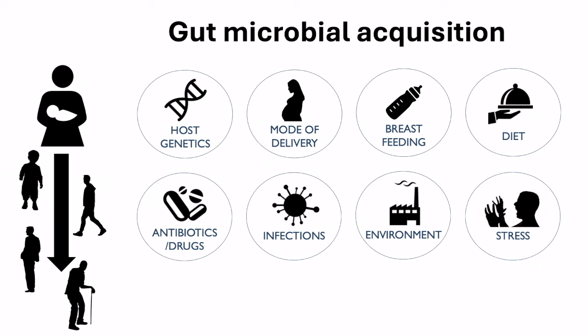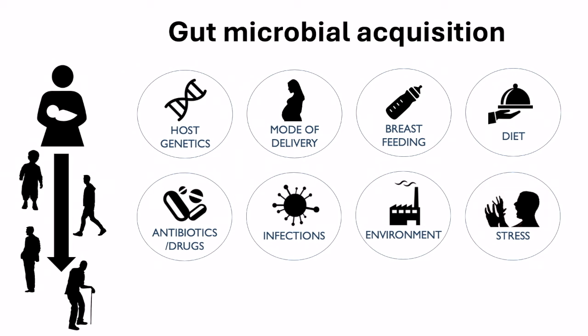So the vaginal microbiome is dominated by lactobacilli. So vaginal born babies, their first microbiome is dominated by lactobacilli. Whereas C-section born babies, their microbiome is more reflective of the skin. So they tend to have a much more diverse microbiome.